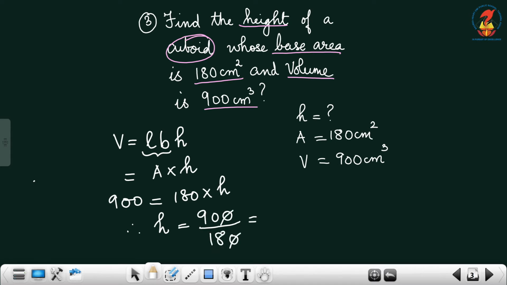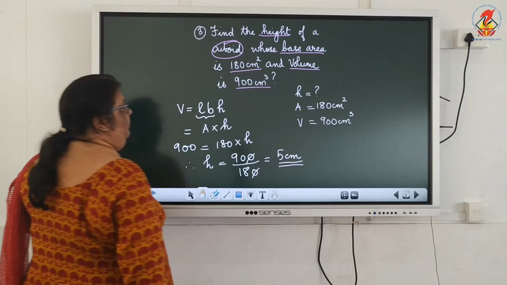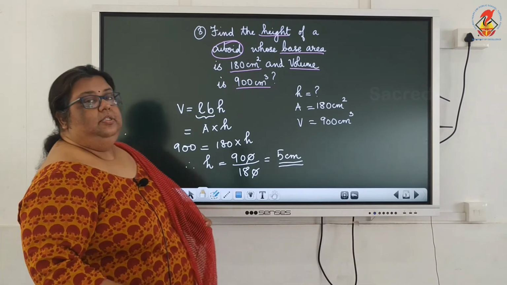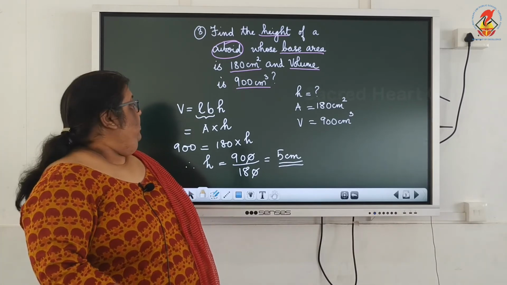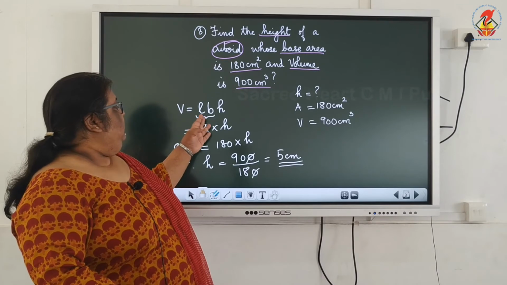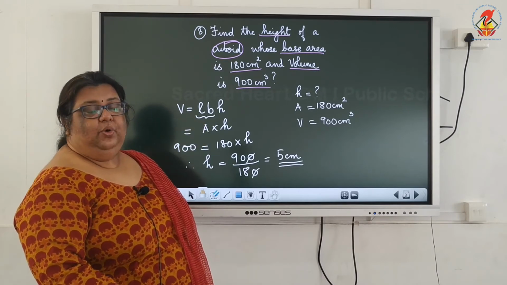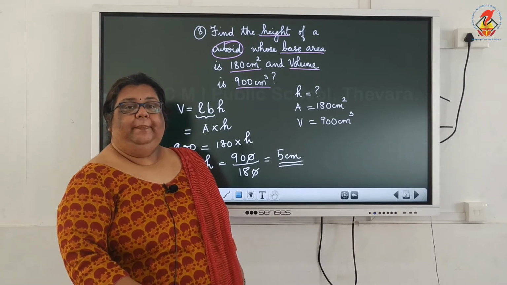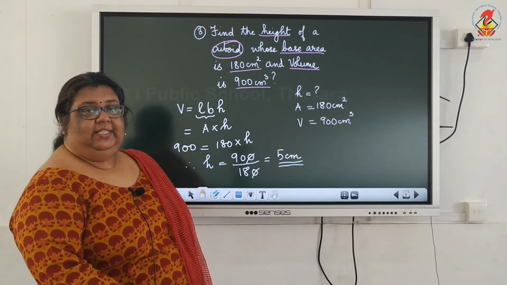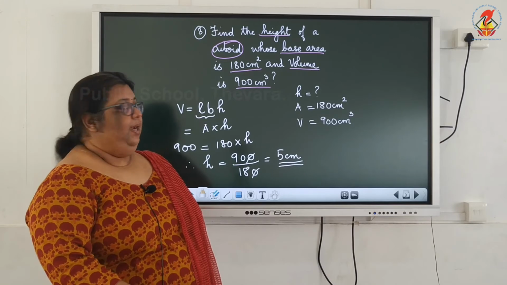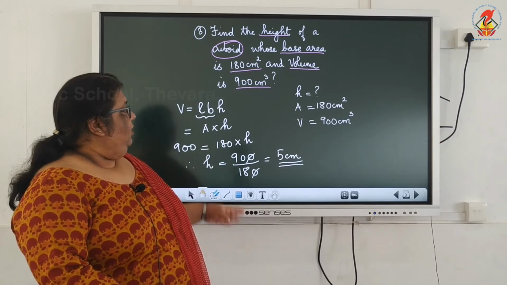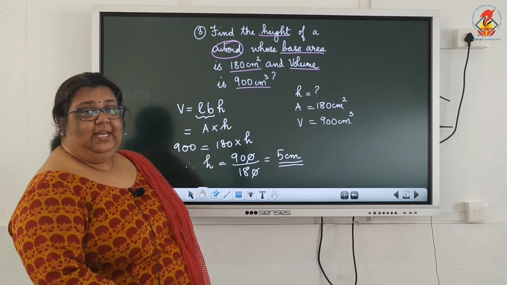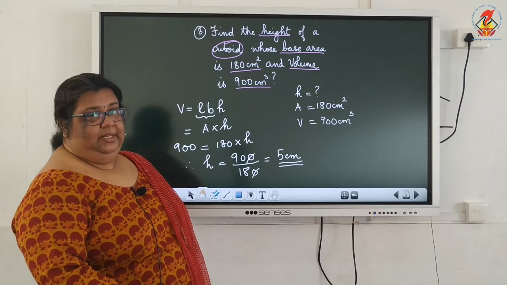0 and 0 gets cancelled. 18 goes in 90 5 times. So the height will be 5 centimeter. So volume we know is LBH. Volume is the same as base area into height also. For a cuboid, the base is a rectangle. Rectangle's area is length into breadth. And by substituting, you get the answer of the height as 5 centimeter.